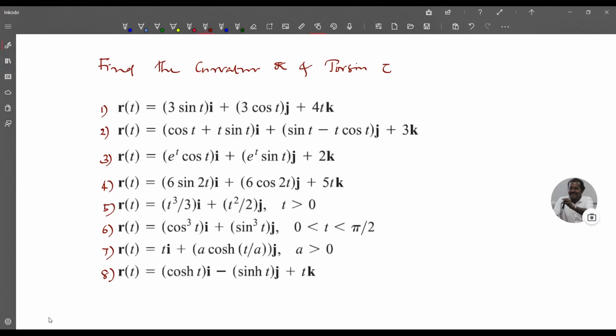Now you can do some problems as a homework. Find the curvature kappa and torsion tau for the following curves. So you have 8 problems. You can do it as homework.